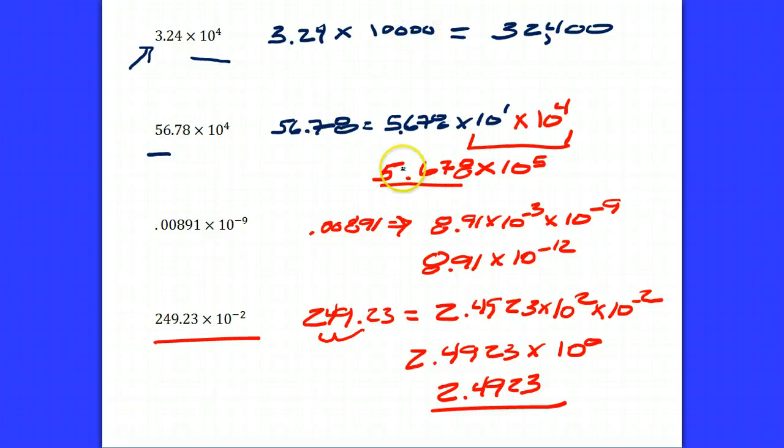So this is your method. One, rewrite what you have that's not in scientific notation in scientific notation, and then combine that with the exponential part that was part of the expression to begin with, and you should be off and running.